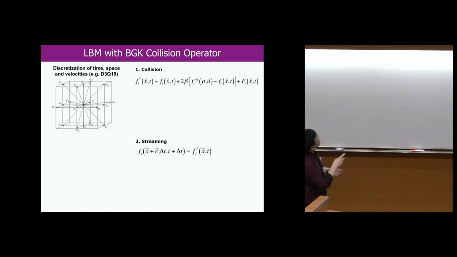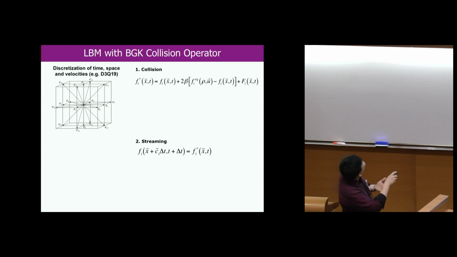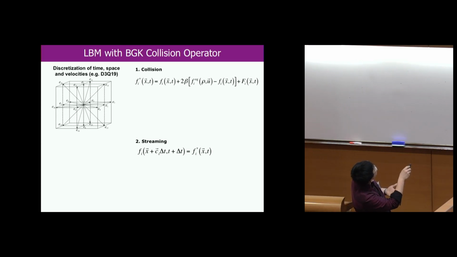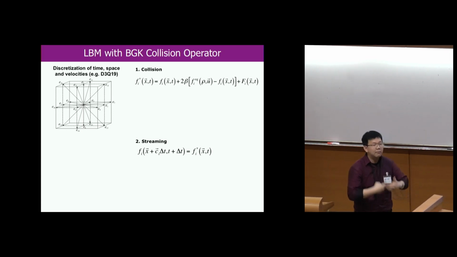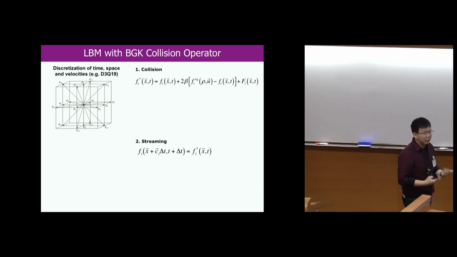And then the streaming step simply does the following. So if you correspond to this lattice point and you have this F that is corresponding to this E1, what the streaming step does is that you move this distribution from this point to the point over there. Right? So what you do is collision, stream, and repeat. That's all you need to do.